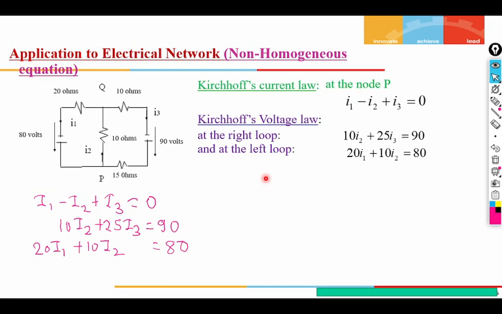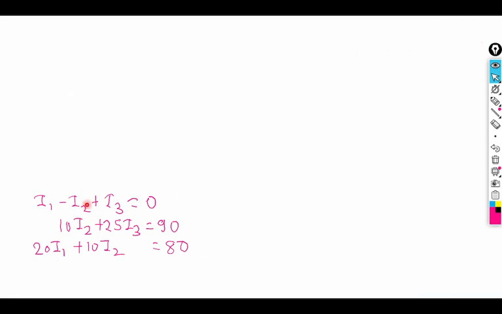First, which matrix should we write? Just matrix A or the augmented matrix? Which type of system is this? This is a non-homogeneous system, because the RHS are not zeros. 90 and 80 are there. So this is actually a non-homogeneous system. So we'll start by considering the augmented matrix A colon B.